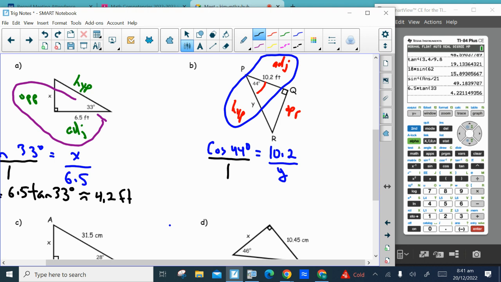Make both sides a fraction, so we can cross multiply. 1 times y, y times the cosine of 44 degrees equals 1 times 10.2. So this is one of those examples that when we cross multiply, we don't have the variable by itself. We need to do that one extra step, which in this case would be divide both sides by the cosine of 44 degrees.